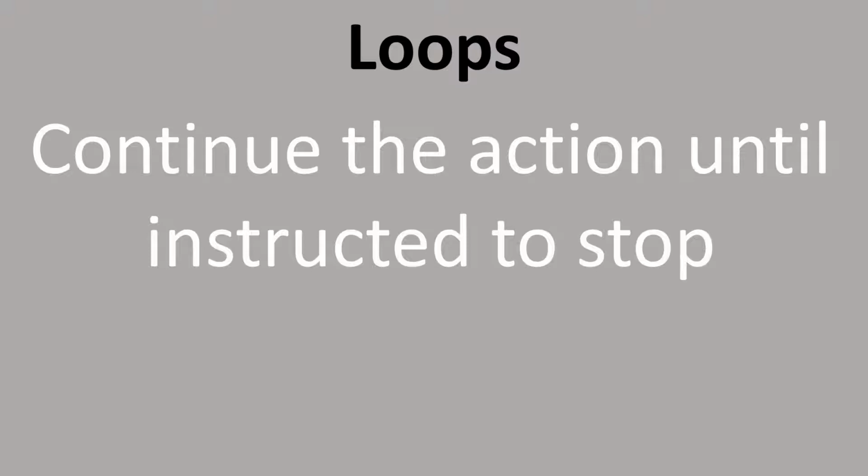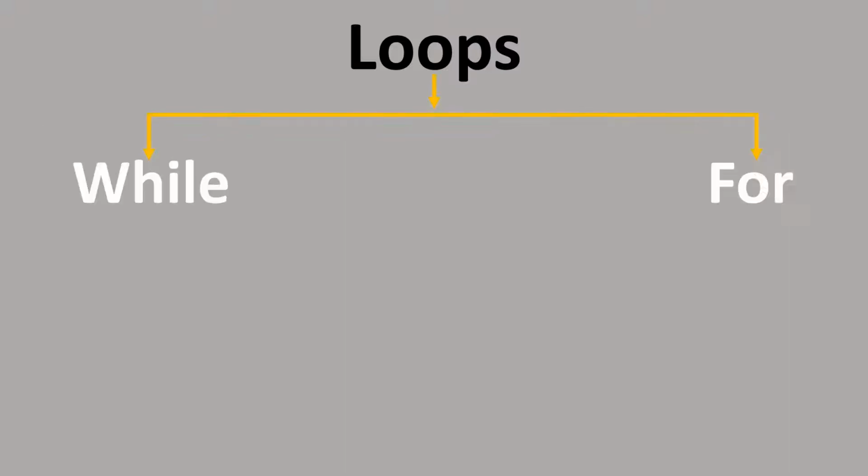By providing a condition. Now when it comes to loops, in general there are two types in Python. One is the while loop, the other one is the for loop. So what is the difference?